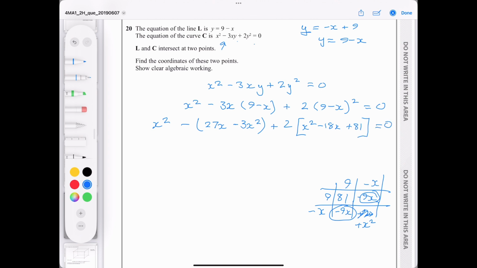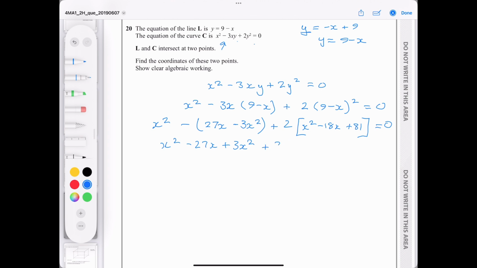Now, I'm just going to get rid of this. Rather ugly. So x squared, let's go back. So we've got x squared, and now I'm going to make this so it's minus 27x plus 3x squared. And then we're going to times everything out by 2 there. Plus 2x squared minus 36x and plus 162 equals 0.